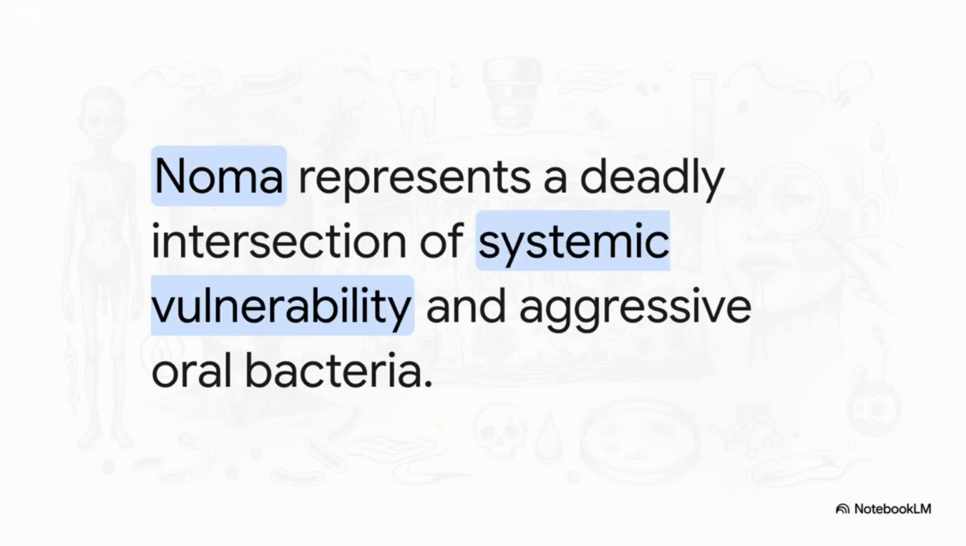Ultimately, Noma represents the devastating intersection of systemic vulnerability and aggressive oral bacteria. It shows us, in perhaps the most extreme way possible, that a localized oral lesion is so often a window into the patient's entire physiological state. So as we wrap up this breakdown on master oral pathology, I want to leave you with this question to ponder as you head into your clinical practice. What is that simple mucosal ulcer actually trying to tell you about your patient's overall systemic health?